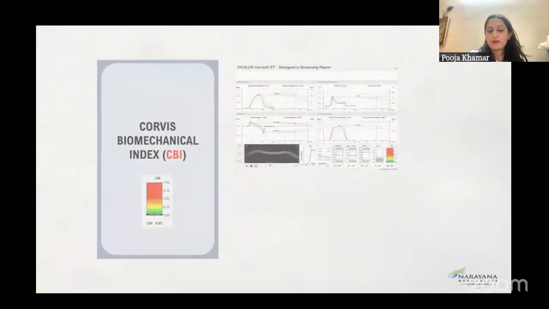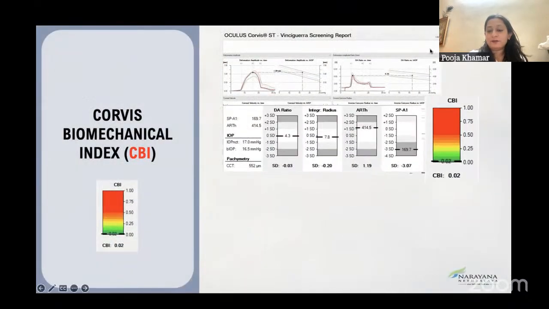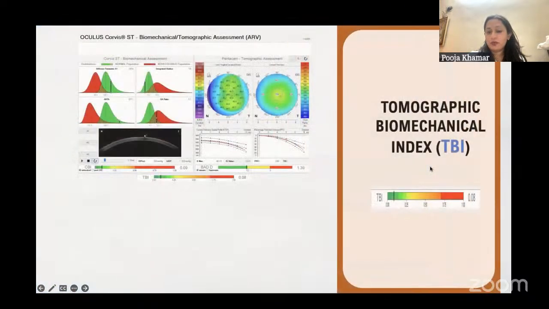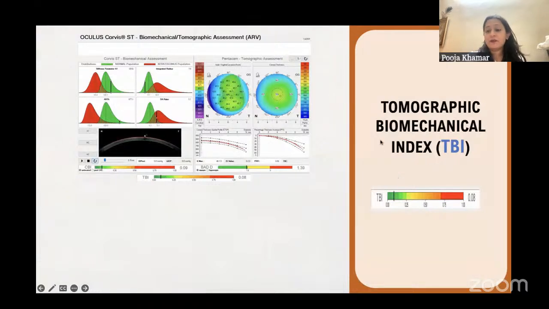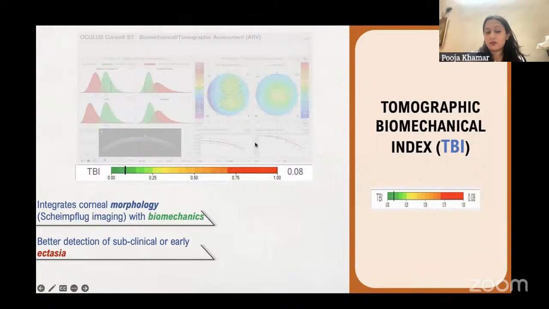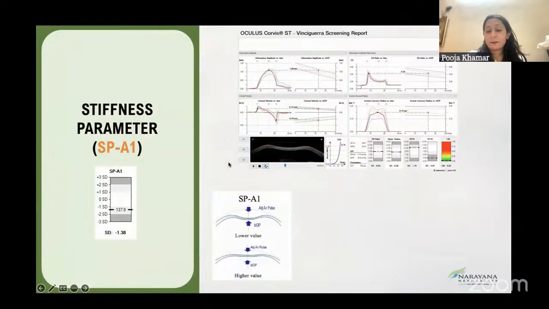And you do have Corvis for the same. You have CBI, anything in the area of 0.5 or more, that means it's suspicious, and this is what you have to avoid. Anything 0.5 or more, you have to avoid doing a LASIK procedure on them. TBI also is a very sensitive tool, which is a combination of topography and biomechanics, which also helps to better detect the early ectasias, and anything in your 0.5 or more zone, that means avoid it.